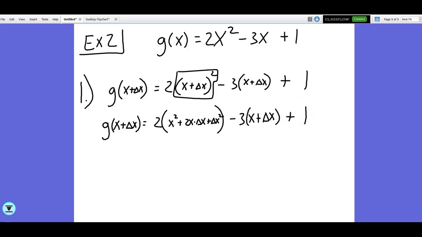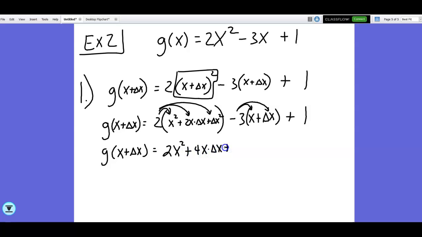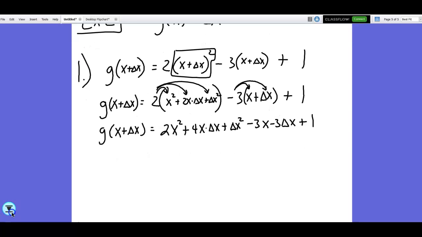The next thing I'm going to do is I'm going to distribute. So here I'm going to distribute a 2 into the parentheses. And here I'm going to distribute a negative 3 into the parentheses. All right, so there's that. So that's step 1. Let's go ahead and take a look at step 2.